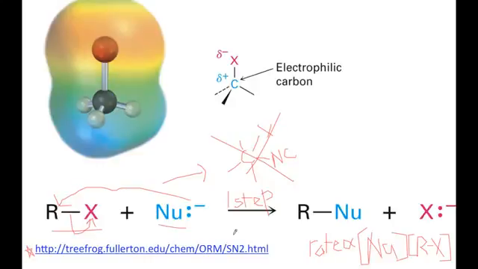Now, this reaction is called SN2. Let's dissect that name, SN2. The S stands for substitution. That makes sense. There's a net substitution reaction happening. The N stands for nucleophile. That is, the nucleophile is involved in the substitution happening. And finally, the 2 is to indicate that the reaction is bimolecular. That is, the rate is proportional to both the concentration of the nucleophile and the concentration of the substrate.